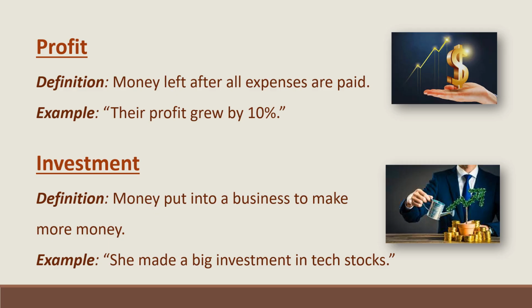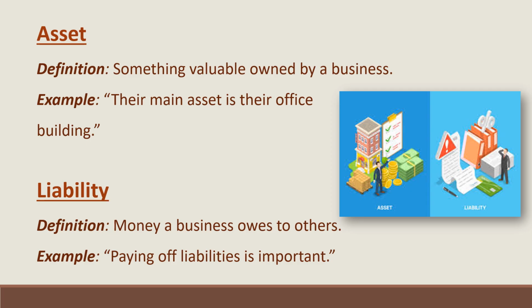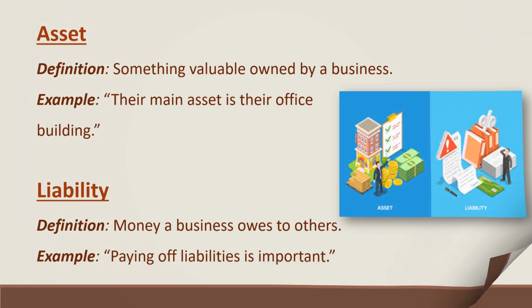While investment means money put into a business to make more money. For example, she made a big investment in tech stocks. Asset is something valuable owned by a business. Example: their main asset is their office building. And finally, liability is money a business owes to others. Example: paying off liabilities is important for a healthy company.